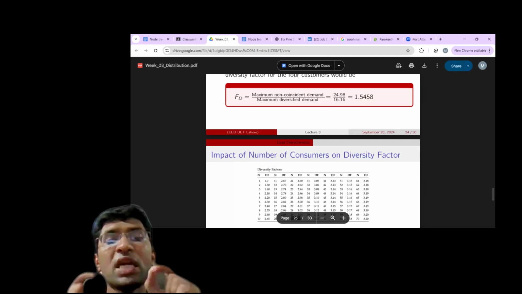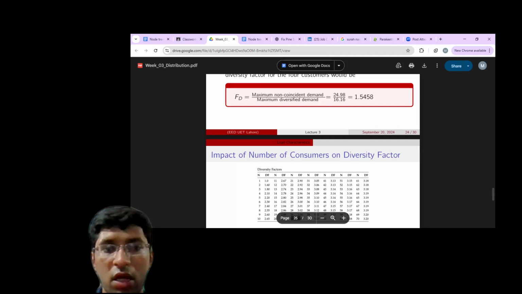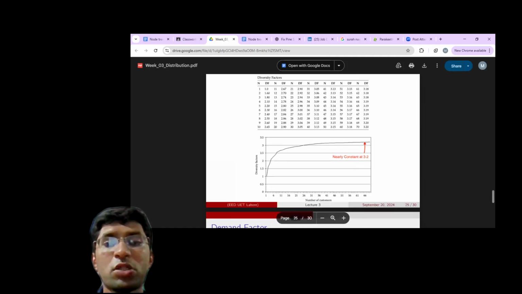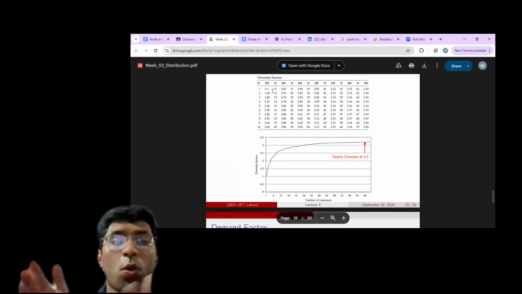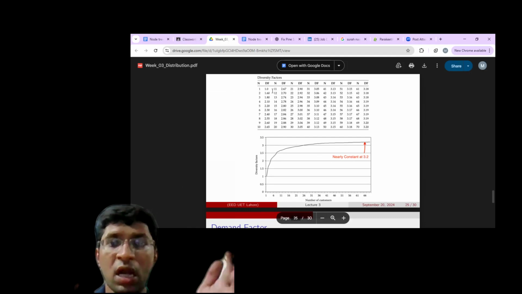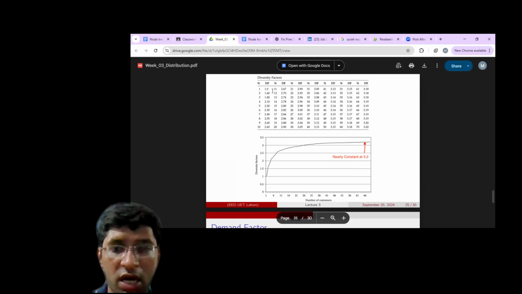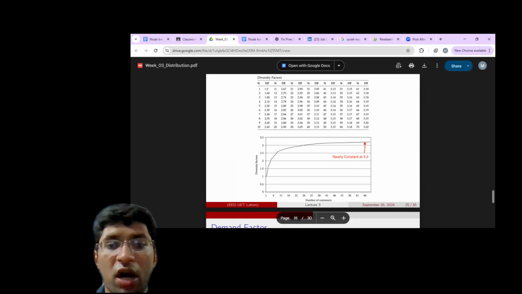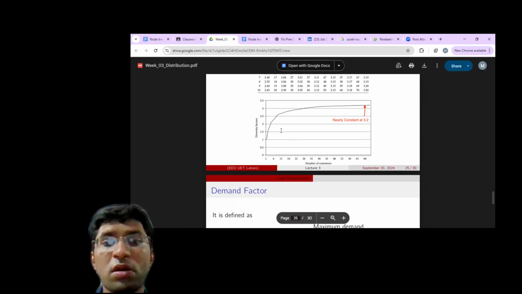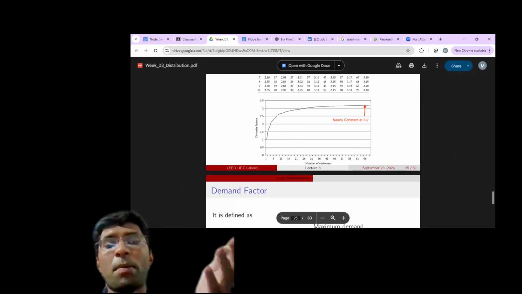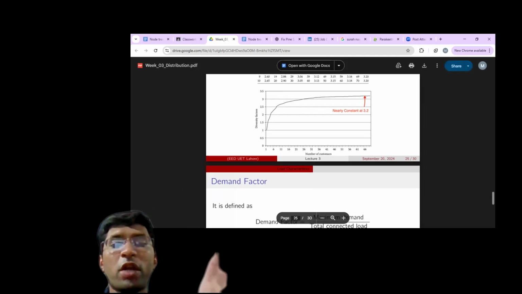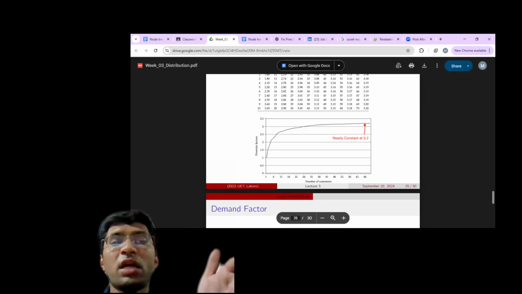Now you must observe the impact of the number of customers on the diversity factor. This table presents a broader picture of how the non-coincident demand, the coincident demand, the maximum non-coincident demand and the load factor contribute to this graph. The line observed results in a constant value. This constant value tells us about the 3.2 value obtained from the number of customers and the diversity factor.